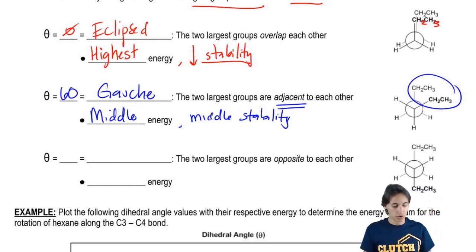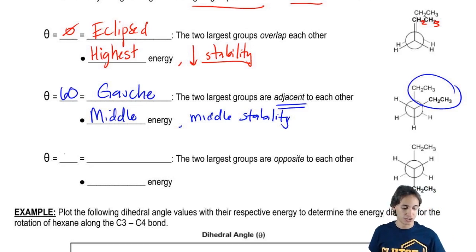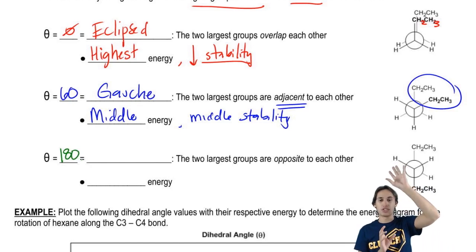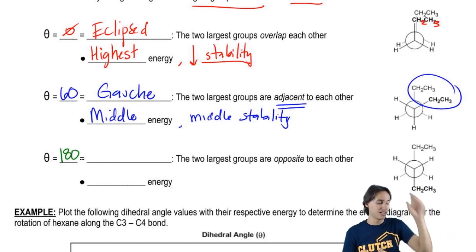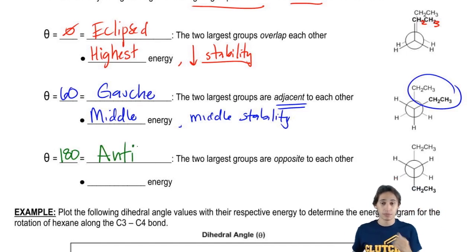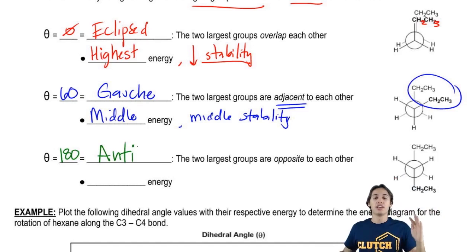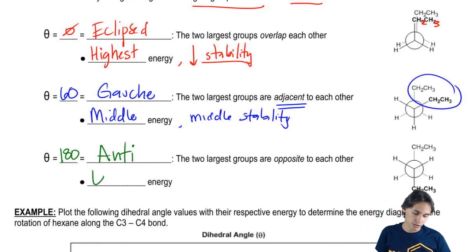So now we're going to go on to our last one. Our last one is, what if the dihedral angle is 180 degrees? That means that they're perfectly apart from each other. If they're perfectly apart from each other, that means that they're the furthest away they can get, and this is going to be called anti, the anti-conformation. The anti-conformation is where your two largest groups are opposite. That one's going to be the lowest energy. And by lowest energy, that would obviously mean most stable.